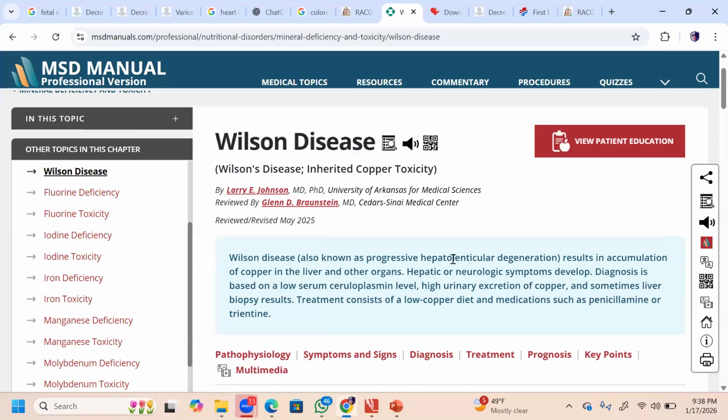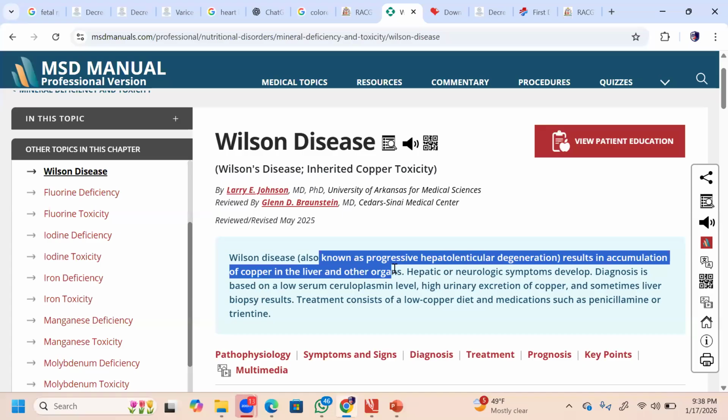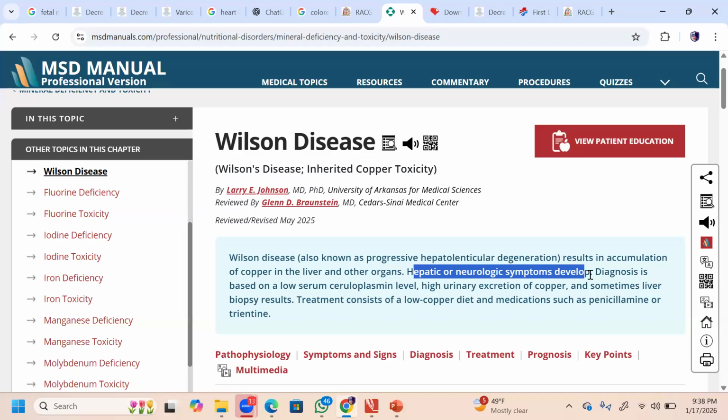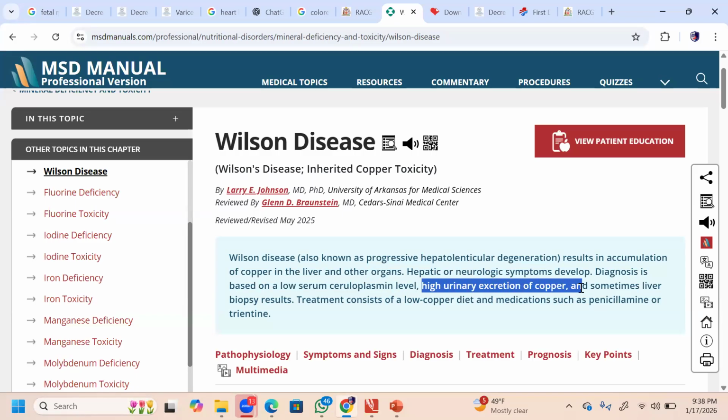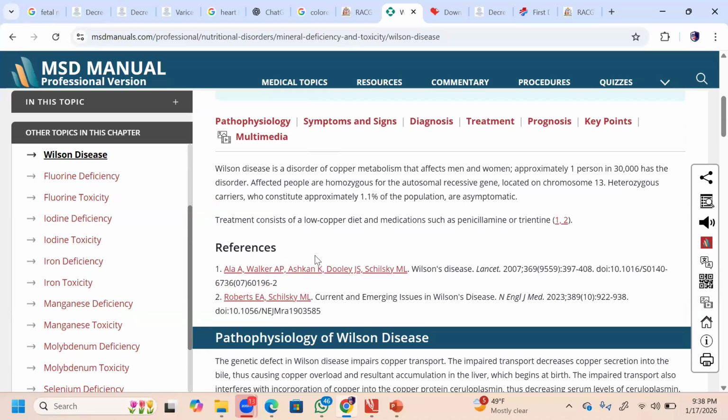Okay. So Wilson disease, also known as progressive hepatolenticular degeneration, results in the accumulation of copper in the liver and other organs. So hepatic or neurological symptoms develop. Diagnosis is based on the low serum ceruloplasmin level and high urine excretion of copper and some other liver biopsy results.